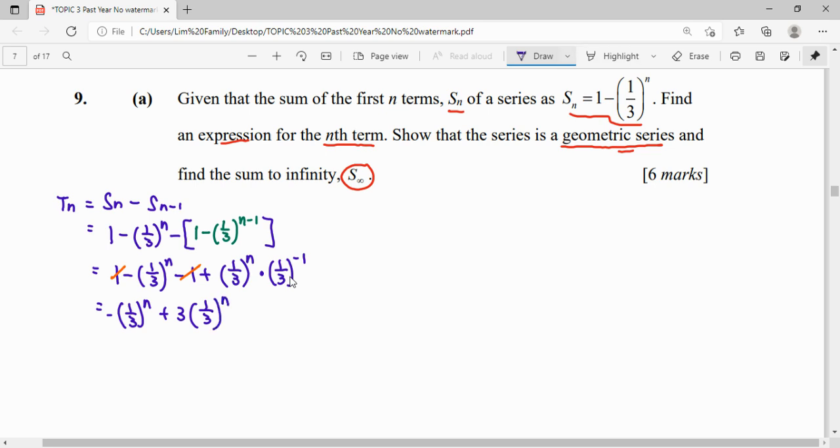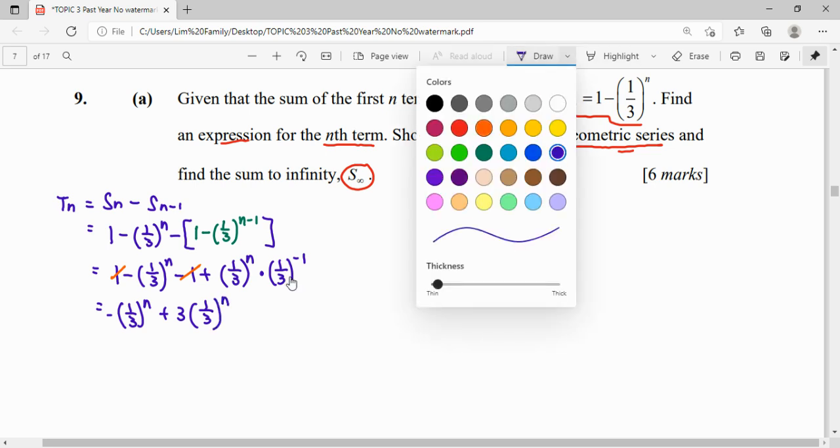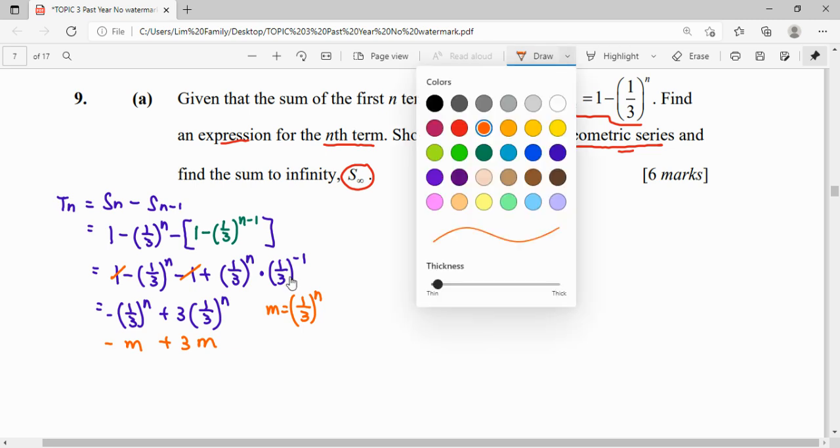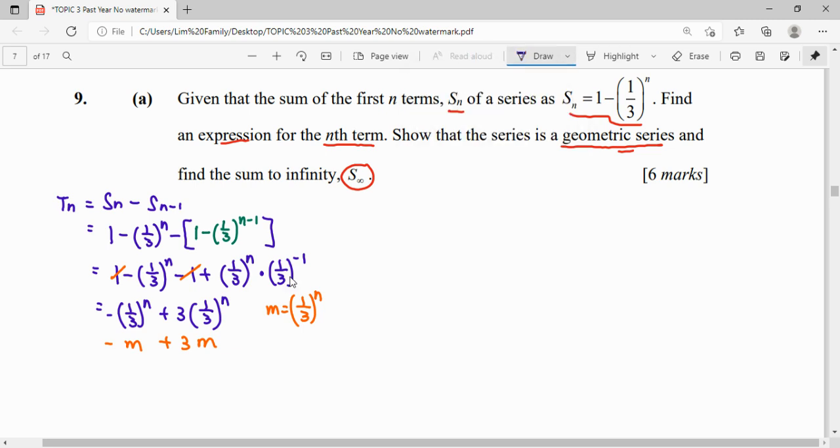If you want to see clearly, I can let (1/3)^n, the indices, become m. Then you can see this is equal to negative m plus 3m, so we can get 2 times (1/3)^n. So this is how we get our Tn.